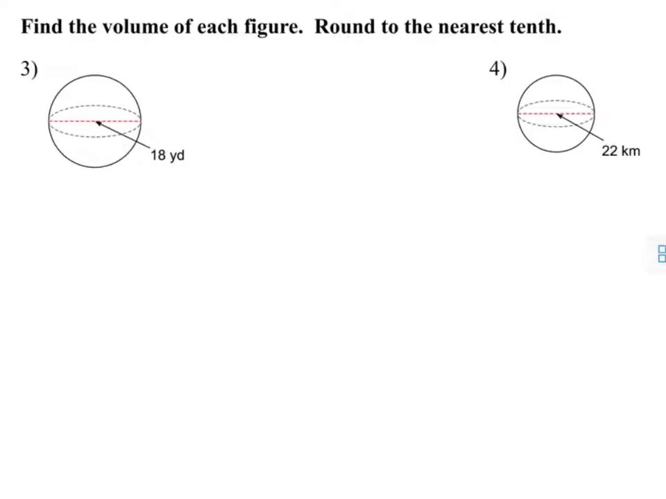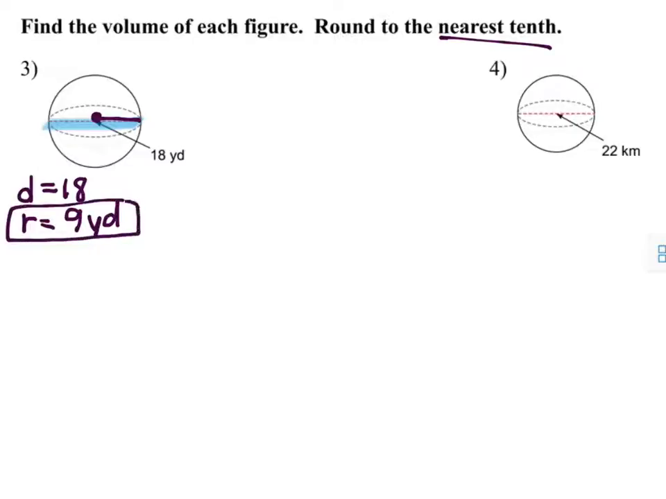Okay, for our first two examples, we have spheres. Find the volume of each figure, round to the nearest tenth. So this just means 1 decimal place. So if we look at our first example here, we have our diameter. So we want to make sure that we only find our radius, because that's what our formula has us plugging in for. So if our diameter is 18 yards, the radius is half of that, so it's 9 yards. Make sure you don't skip over this vital step, otherwise your numbers will be very off.